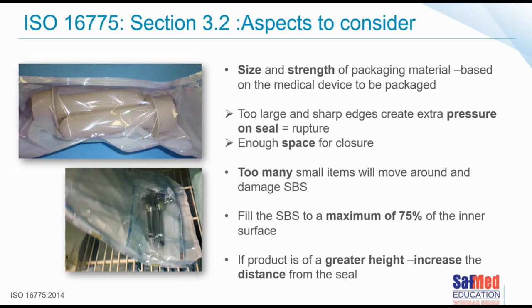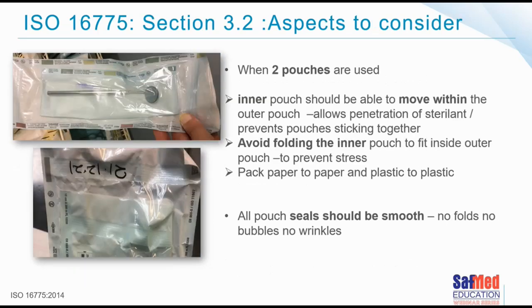Another important aspect, of course, is if the product is of great height, you can always think of a gusset reel, but you also need to give an increase of distance from the seal so that you'll be able to seal the packaging. Often you learn that the hard way when you cut the packaging too short.